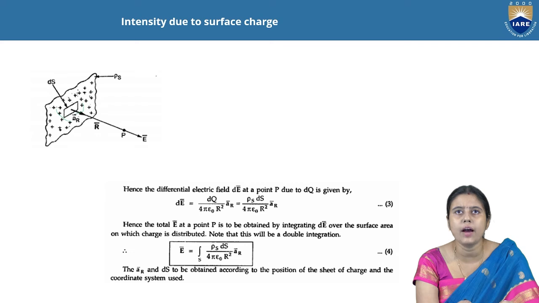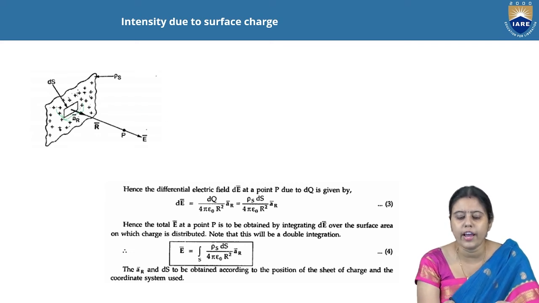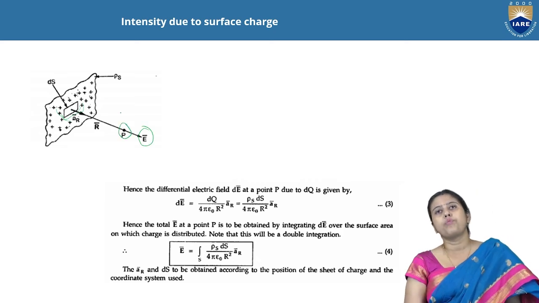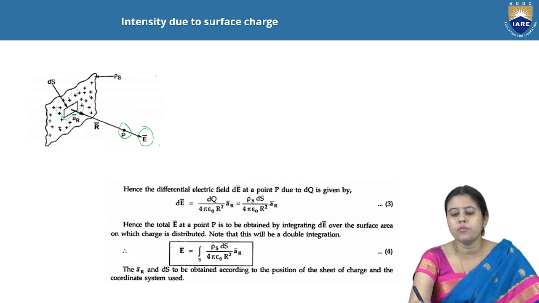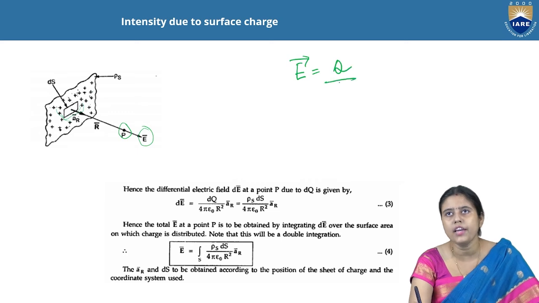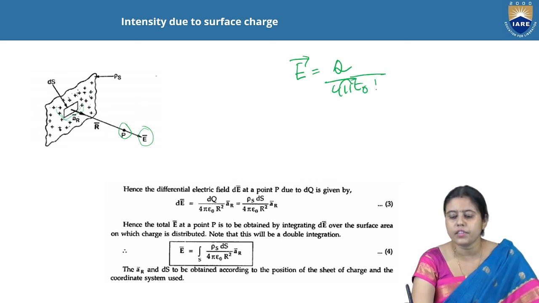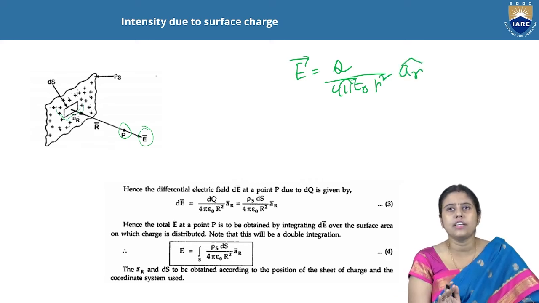We are thinking about a small cross-sectional area, and we want to calculate the intensity at a point P, at a distance R. So what is the formula? The formula of intensity, that is constant, is Q by 4 pi epsilon 0 r square aR. That is the constant formula.